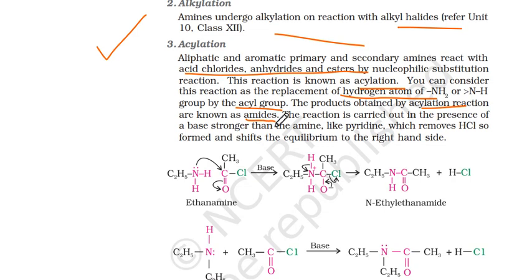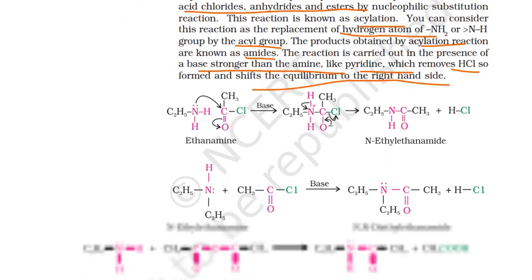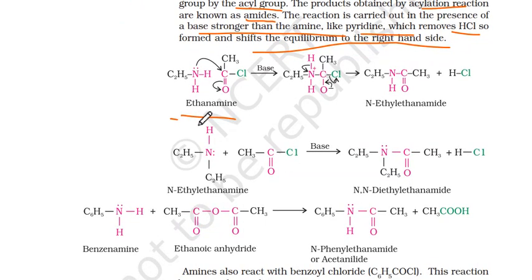The reaction is carried out in the presence of a base stronger than the amine, like pyridine, which removes the HCl so formed and shifts the equilibrium to the right hand side. So Le Chatelier's principle applies over here also. You have any ethanamine, any amine you've taken, you take a very strong base which can take out the HCl later on, and then you have amides being formed.